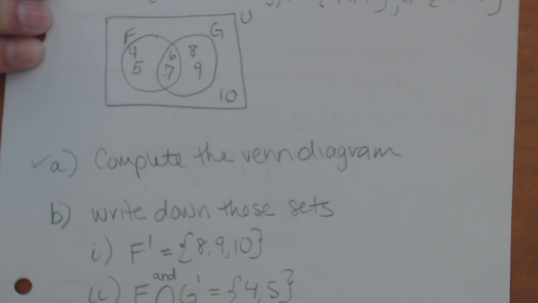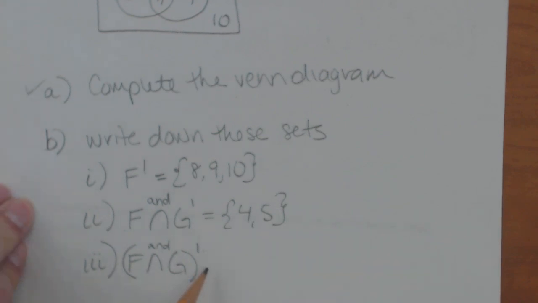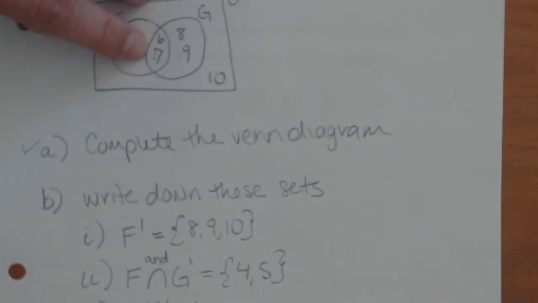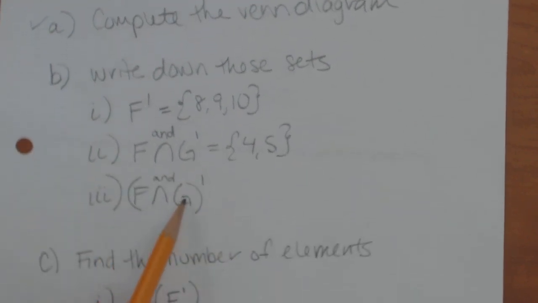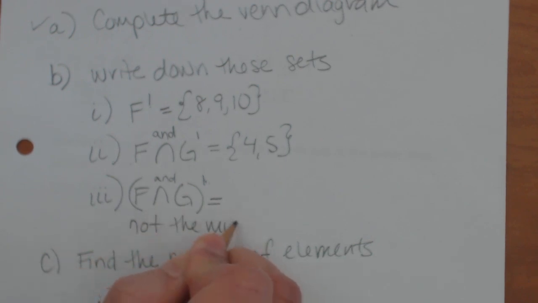Okay. Part 3. This is an "and." However, it's F and G, but we have to negate it. We cannot have F and G. So we have to look at the numbers that are not in both. So remember, both are 6 and 7. Okay, so it says F and G cannot have both. Not F and G. So not the middle. Let's write that. Not the middle.